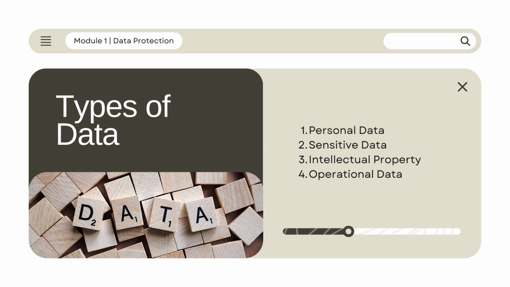Data protection has four types of data. Number one is personal data. Its examples are name, addresses, or social security numbers. The second one is sensitive data. Examples are health or financial information. Similarly, the third one is intellectual property. Its examples are patents and trade secrets. Finally, the fourth one is operational data, where its examples are project plans and business strategies.